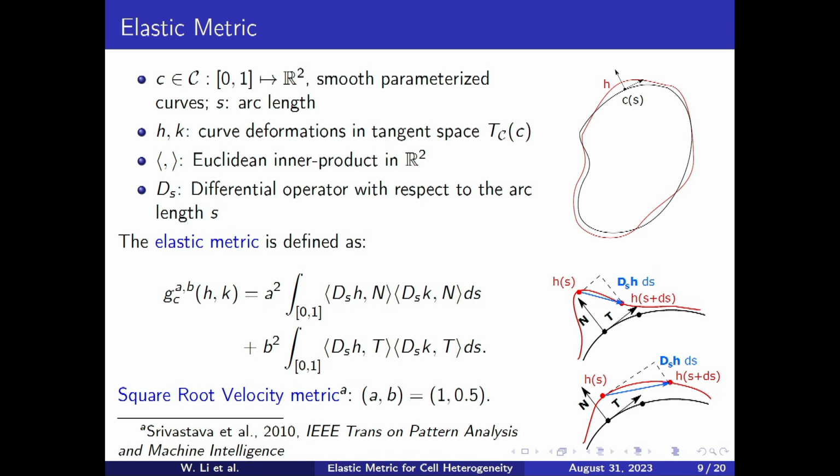Intuitively, elements in the tangent space at C represent infinitesimal deformations of C, namely here h and k. The elastic metric quantifies the magnitude of these deformations with two factors a and b that can be interpreted as the weights penalizing the cost of bending and stretching. And when a is 1 and b is 0.5, the elastic metric becomes the so-called square root velocity metric, which is efficient for evaluation.